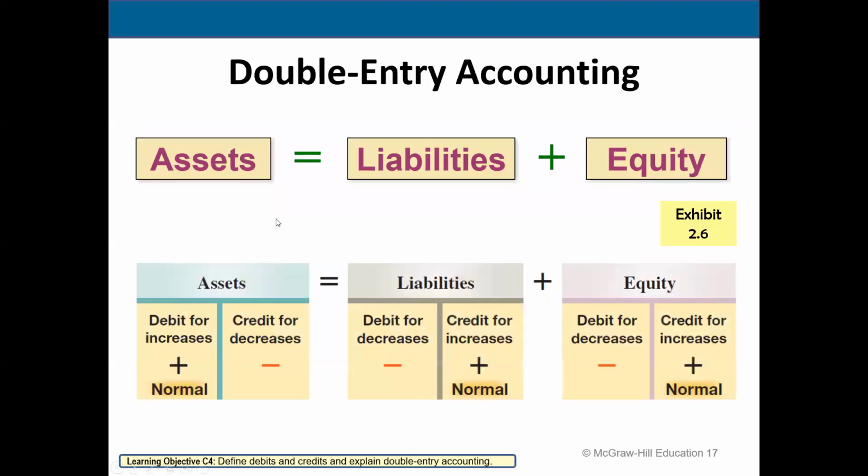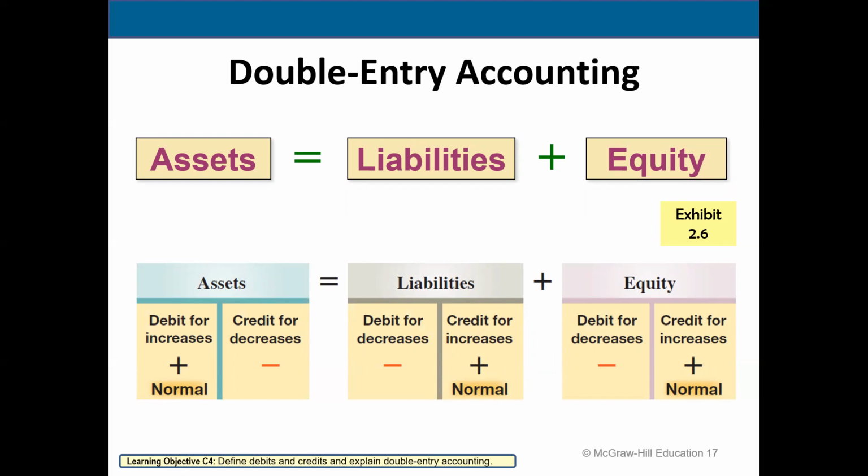So when we're tracking accounting transactions, we're going to use debits and credits to record them in our T accounts. Some types of accounts are increased with debits and decreased with credits. Other accounts are the opposite, where they are increased with a credit or decreased with a debit. So that can be confusing.